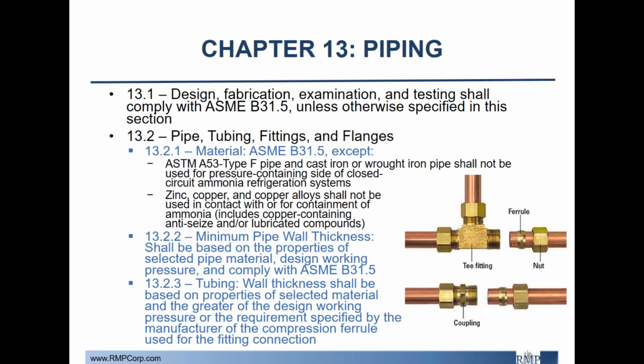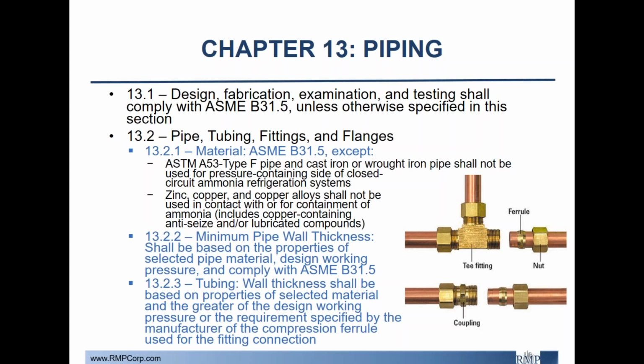Section 13.2 covers piping, tubes, fittings, and flanges. Material will be covered in ASME code except for ASTM A53 type F pipe and cast iron. Those pipes shall not be used for pressure-containing sides of closed-circuit ammonia refrigeration systems. Also, zinc, copper, and copper alloys shall not be used in contact with ammonia.